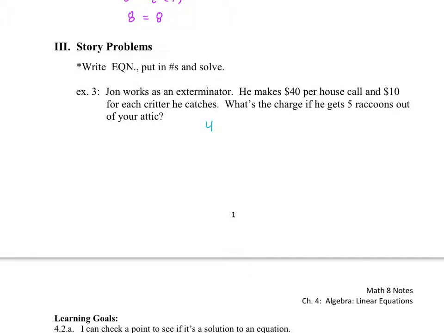So 40 plus 10 times 5. 40 plus 10x, where x is going to be my variable, right? Do I have to use x? No. You can use y, or any other letter in the alphabet. Let's make it 10c for critters, because it's $10 for every critter. And this is all going to equal his pay. So P equals pay, C equals critter.